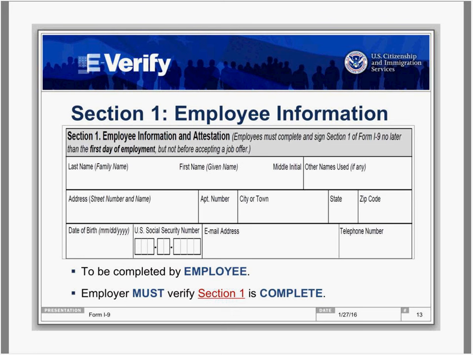Apartment number, if it's applicable, city or town, state, the zip code. Look at the third line, date of birth. Look at the format now. It's different than the previous version: 2-digit month, 2-digit day, 4-digit year. I'm sure every one of your new hires puts it in exactly that format, aren't they?